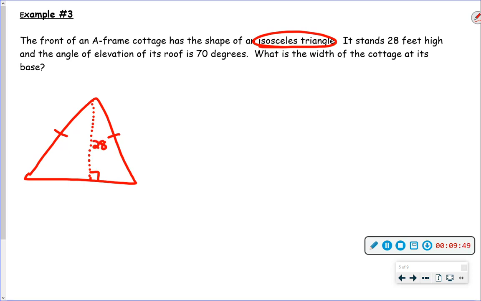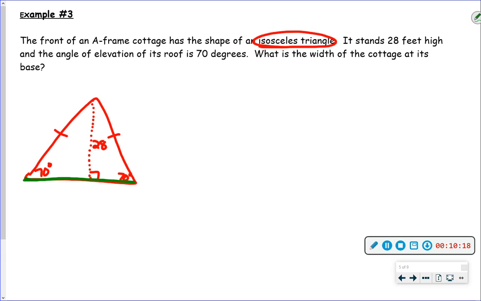All right. Angle of elevation of its roof is 70 degrees. Now, from either corner looking up, 70 degrees. These are both going to be 70 degrees. Hey, little geometry throwback, base angle theorem. Two sides are congruent of an isosceles triangle, the base angles are congruent. I couldn't help myself there. What is the width of the cottage at the base? So they want to know this entire bottom green piece of the triangle.